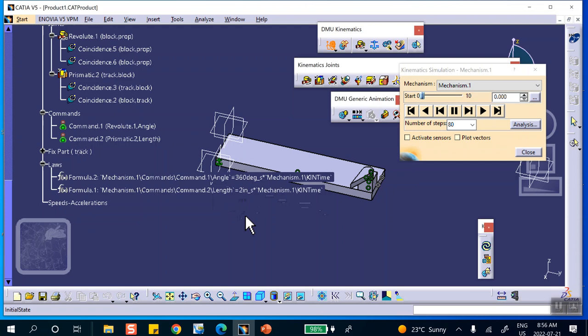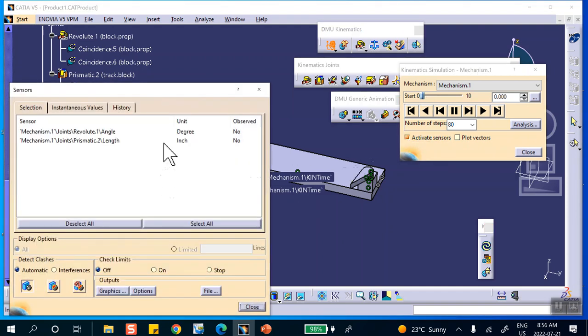Okay, I'll leave it as 10 seconds. Is that clear? I put 2 inches per second, and this whole thing was 10 inches long, so it takes 5 seconds to reach the end. But I'll leave it as 10 so that it goes off the track, basically. But that's okay. All right, now, let me activate the sensor.